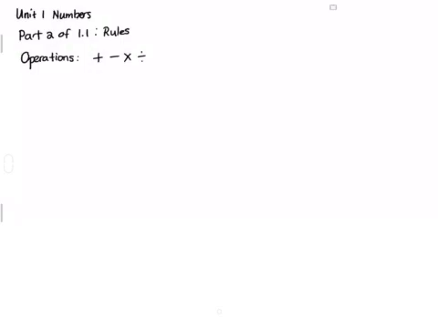We have special words that we generally use for these, so you need to know the following words. When we talk about the sum of two numbers, we mean add. When we talk about the difference, we mean subtract the second one from the first one. The product means multiply the two numbers. And the quotient means divide the first one by the second one.